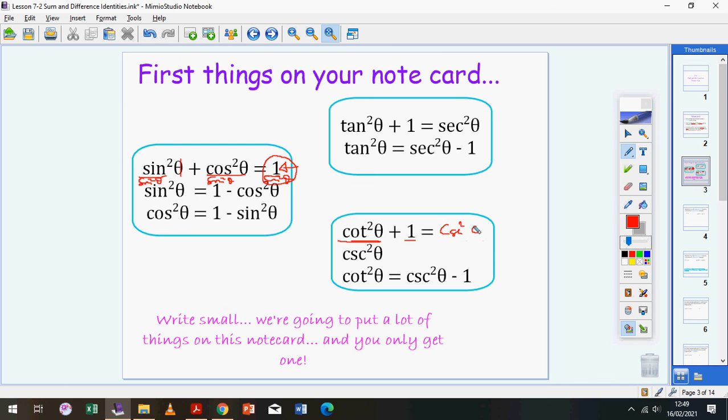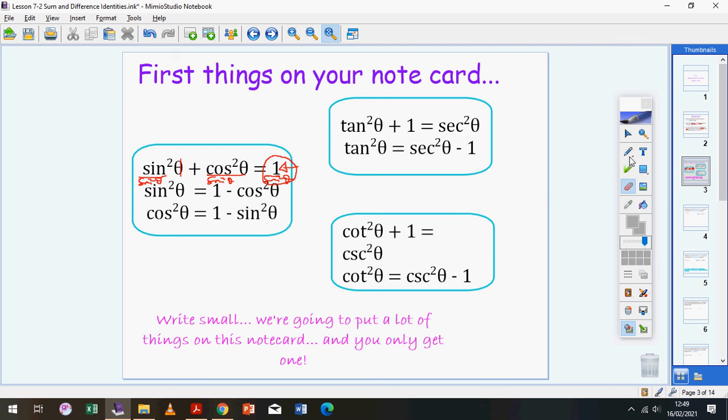So I can rearrange this. If I want to take the 1 to that side, that's by subtracting 1 from both sides. I'm sorry about this handwriting. So cosecant squared theta. If I want to take away the 1, subtract 1, then I'd have basically the same thing as this.